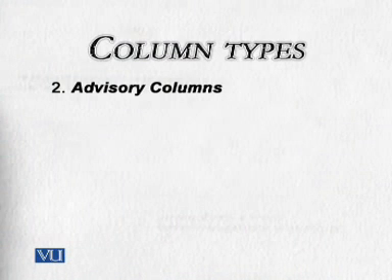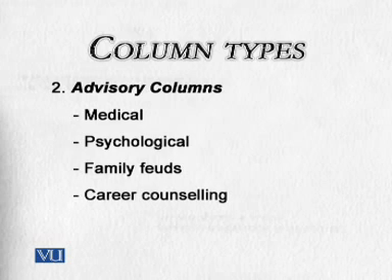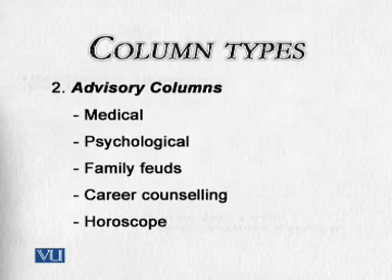Let's move towards our next type of column. This is called advisory columns. There are different examples of advisory columns. For example, medical, psychological, then columns about family feuds. The counselors are there, with whom you can discuss your family problems, and they can give you some solutions. Then career counseling for students especially, and of course for job changers or professional people. And then horoscope also.